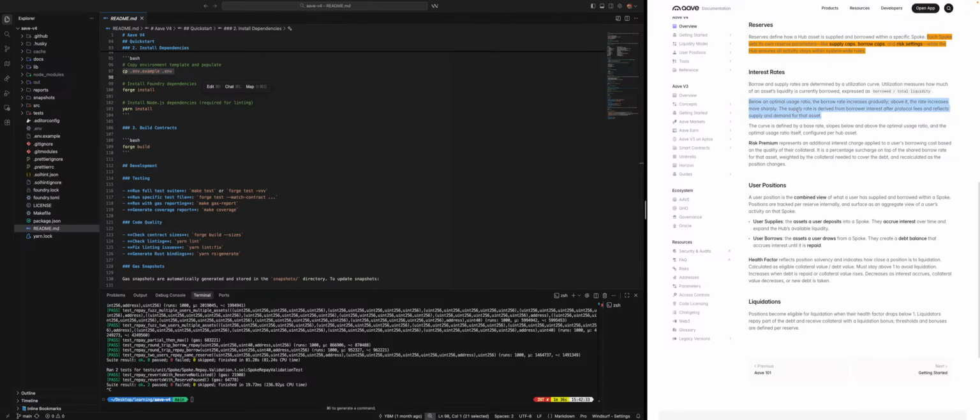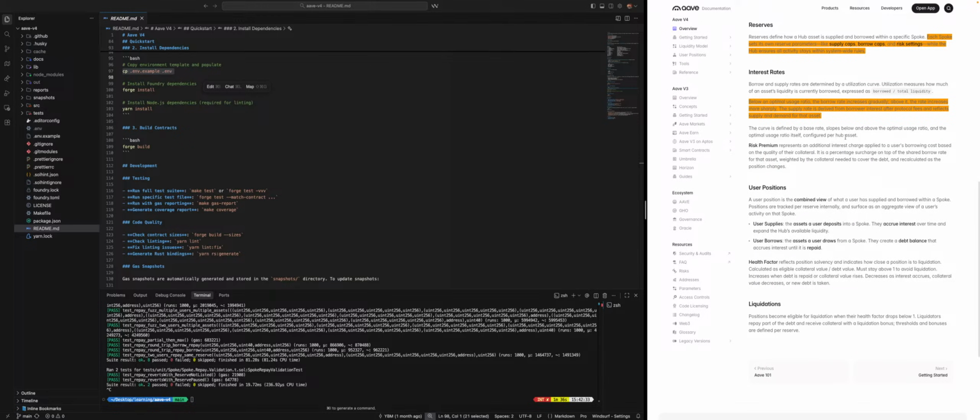Okay, let me just bookmark it. So in the first point we are talking about the borrow rate. In the second, we are talking about the supply rate. The borrow rate is how much the borrower is paying, and the supply rate is how much the liquidity provider is getting. The supply rate is derived from borrower's interest.